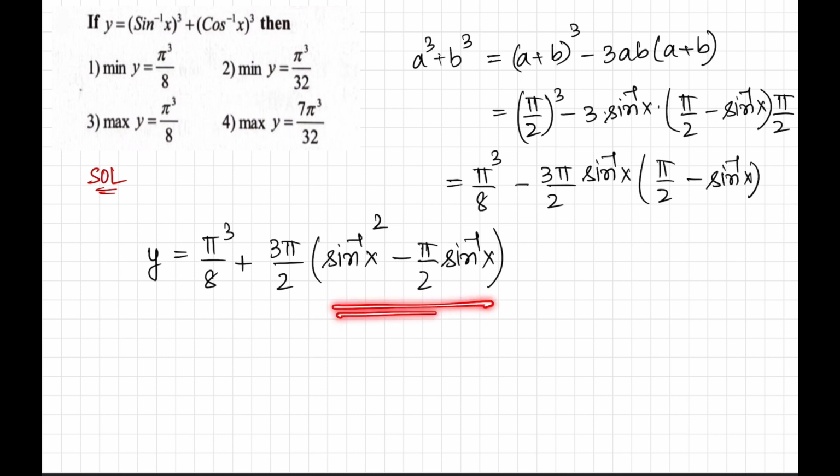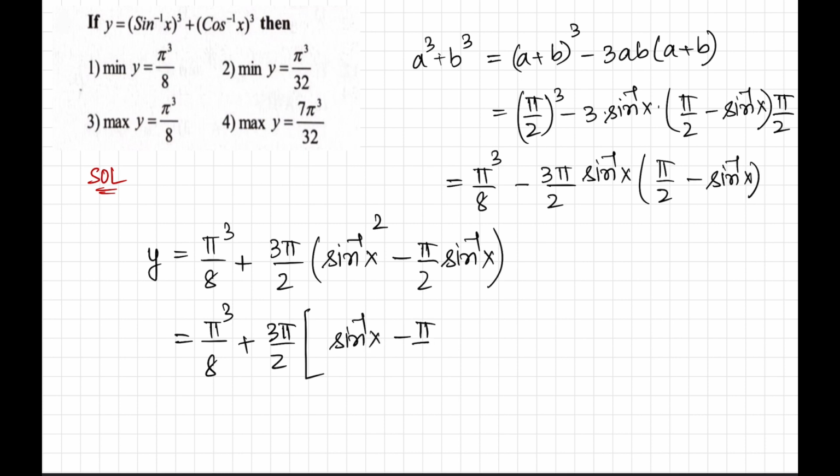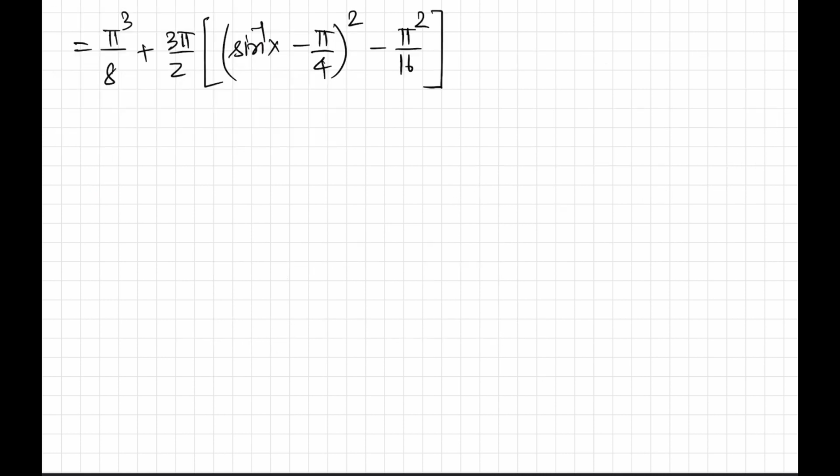Now if we convert this part into a perfect square, we get pi cube by 8 plus 3 pi by 2, and inside the bracket we write sin inverse x minus pi by 4 whole square minus pi square by 16. So this is what we have. Now we have to do some elementary simplification in order to determine the range of this function.